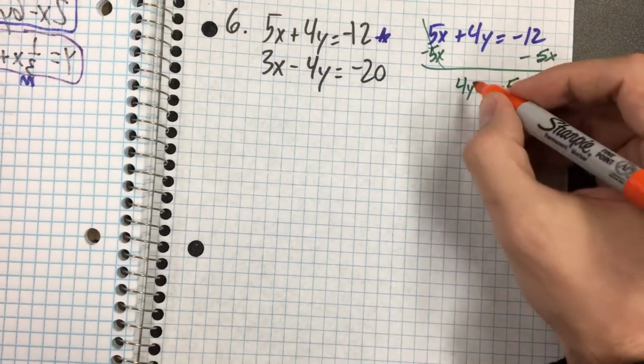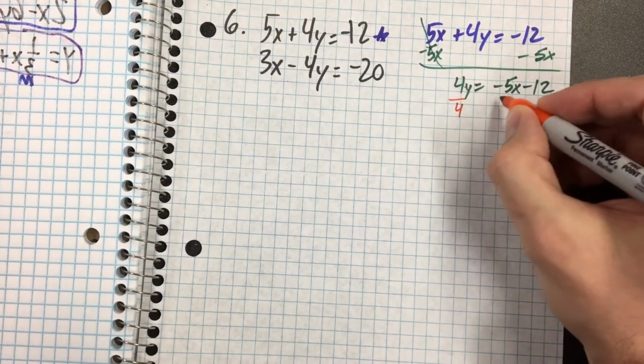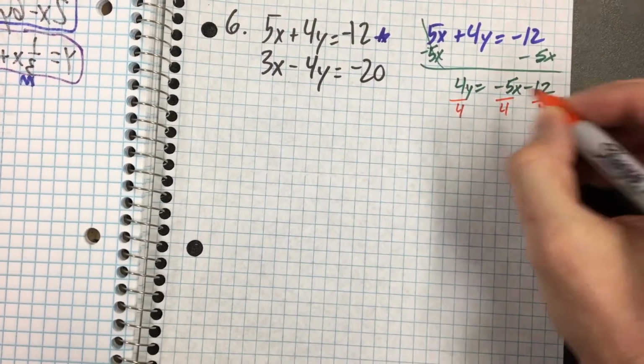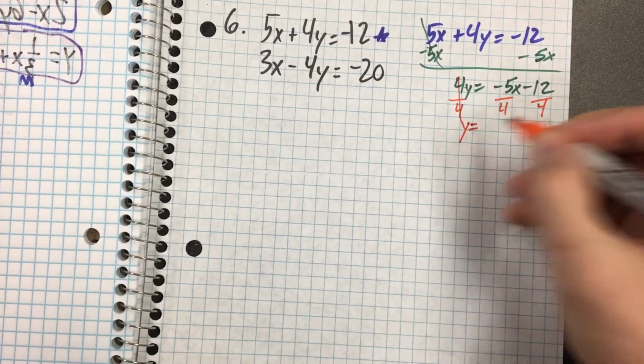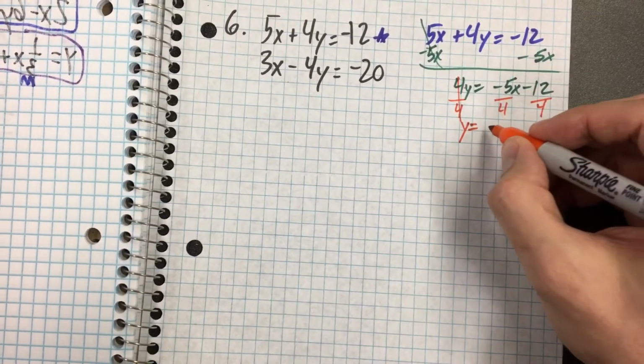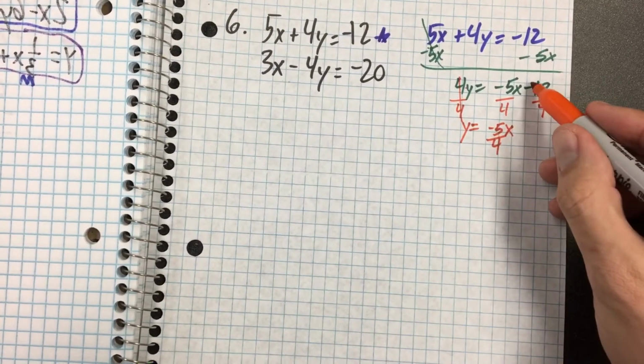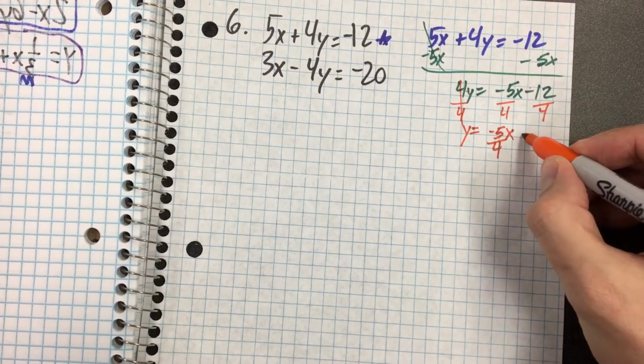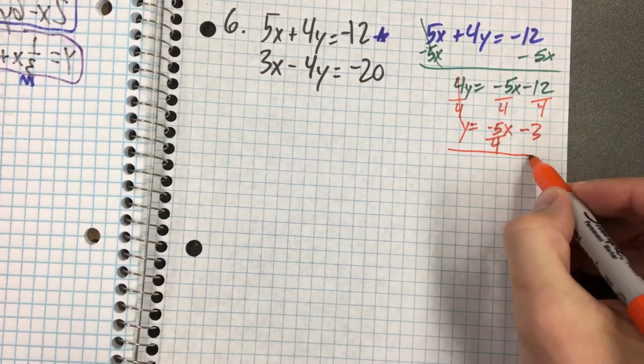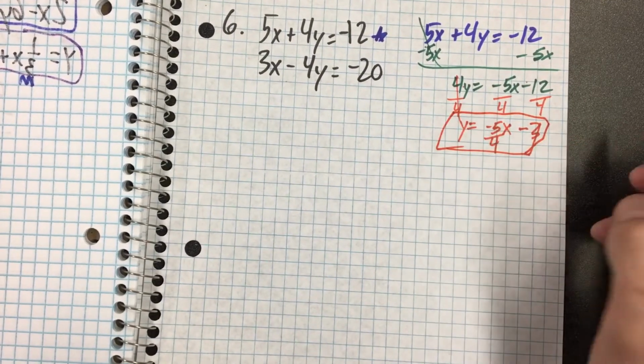And then I want to undo this multiplying with dividing. Dividing. Dividing. Some of this dividing I can do in my head or with the calculator. Some of it I can't. Do I know 5 over 4 in my head? I mean, kind of. It doesn't go evenly. So I'm just going to put negative 5 over 4. Do I know negative 12 divided by 4? Yeah, that's negative 3. Whoa. And so there's that one.